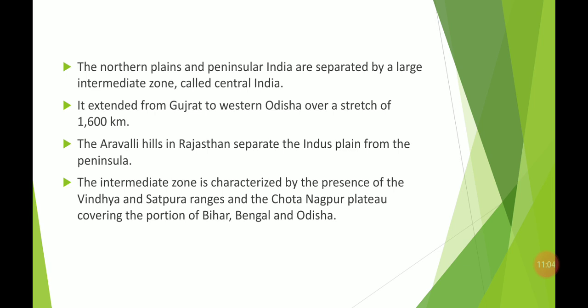Odisha. And here the Aravalli Hills in Rajasthan separate the Indus plain from the peninsula. So the Aravalli Hills work as a divider that divides the Indus plain from the peninsula. Let us see what the areas are which are known as the intermediate zone or central India. That is the area in the Vindhya and Satpura ranges and the Chota Nagpur Plateau, covering a portion of Bihar, Bengal and Odisha. Now look at the map.